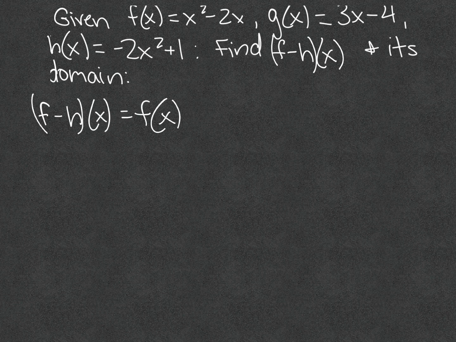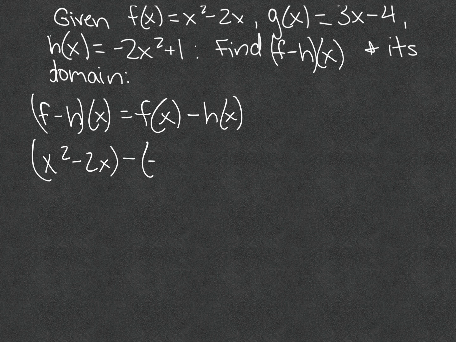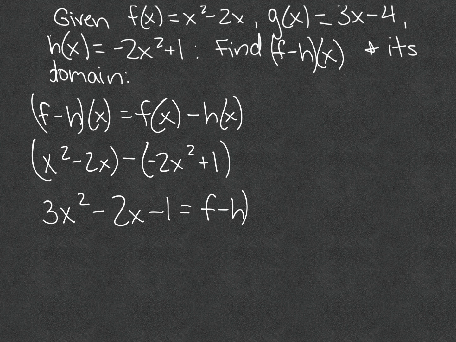So that means if we've got f minus h of x, that's the same thing as saying I'm taking my f of x function and I'm subtracting my h of x function from it. So x squared minus 2x in parentheses, as those are very important, especially with subtraction. We've got negative 2x squared plus 1. Now we have an x squared minus a negative 2x squared. That gives us a 3x squared minus 2x minus 1 to be our new f minus h of x function.